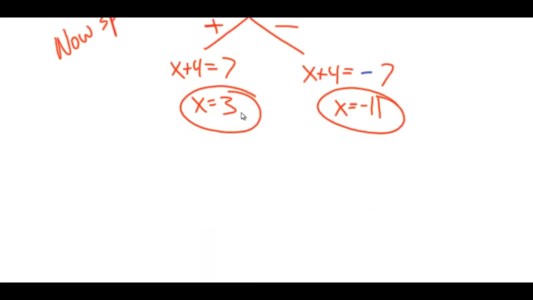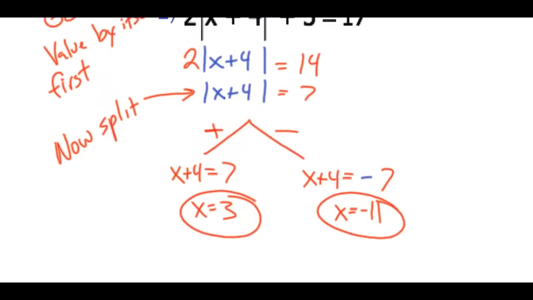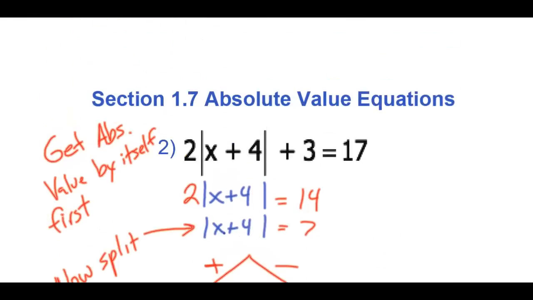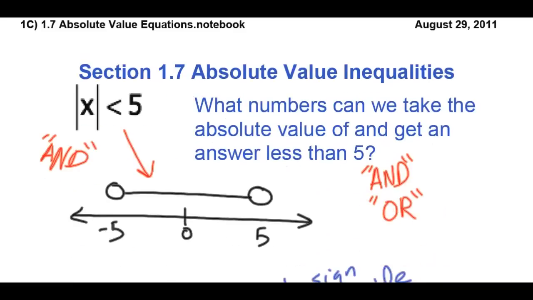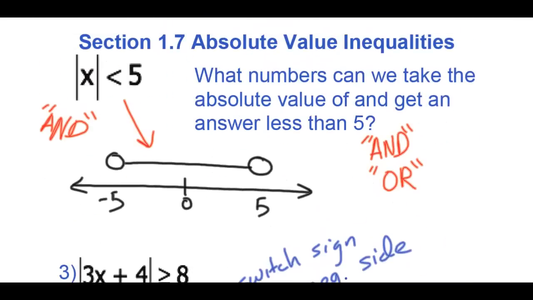So once you do that, we have positive 3 and negative 11. Again, whenever you do these type of equations, I always like to check your work. So plug them back into the original equation and make sure they both come out to 17. Okay. Now let's take a look at the number line.